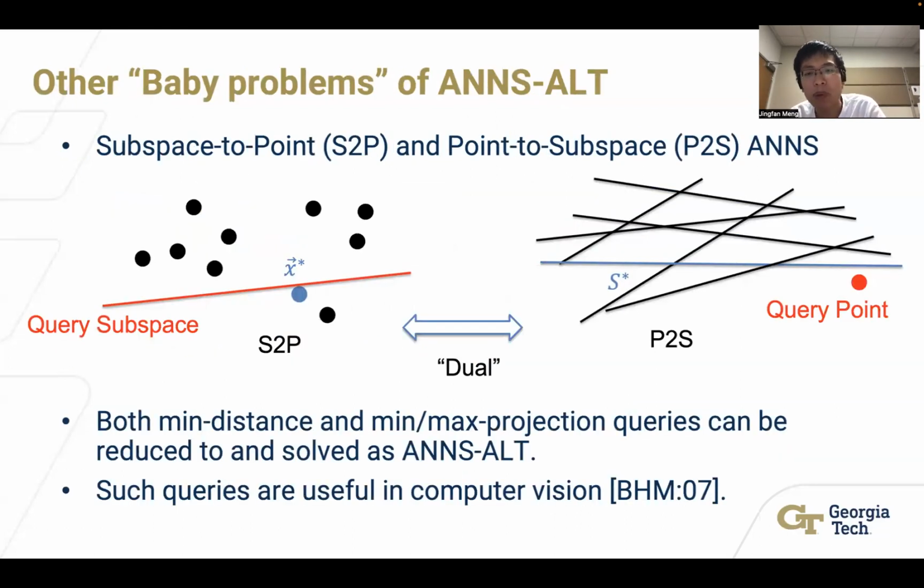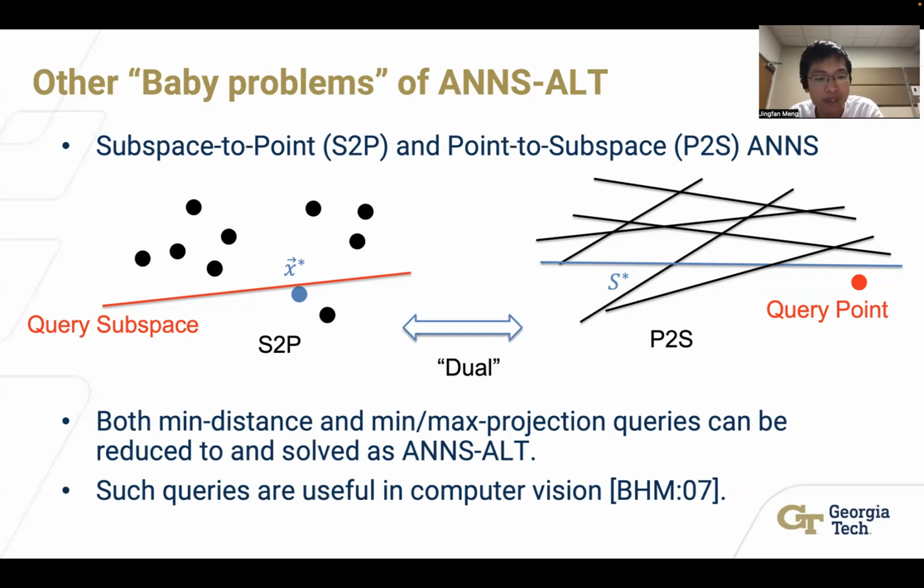Another useful problem of this ALT search is called subspace to point, or S2P, and point to subspace searching, P2S. These two problems are duals. In S2P, the data, the black ones, are points, and the query, the red one, is a subspace, drawn as a line in this figure. In P2S, the query is a point, so these are duals, and the data in this database are subspaces.